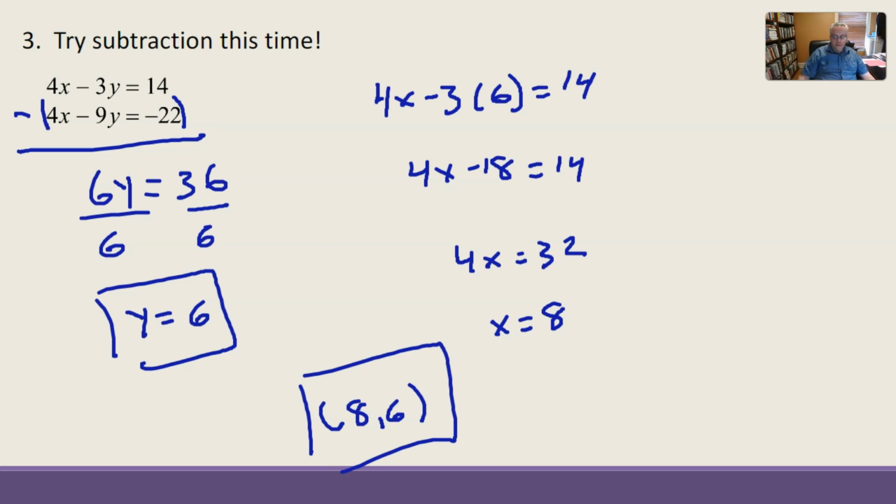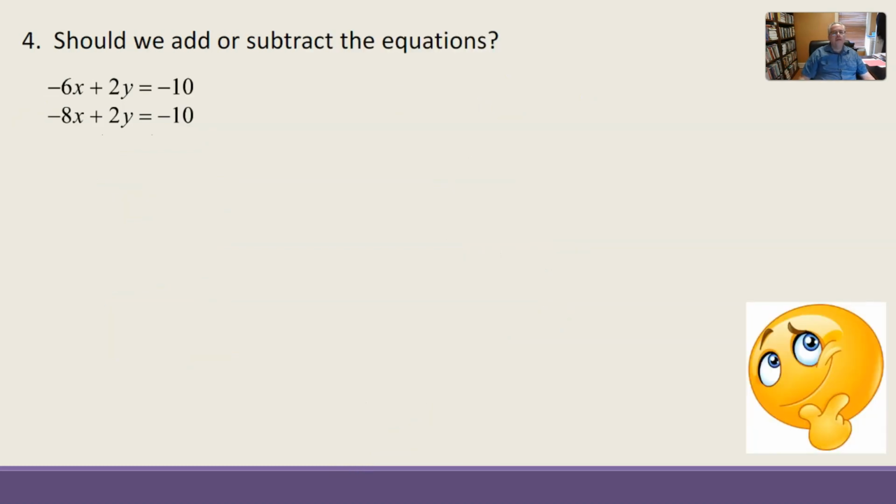Now, when we're on our own, we're going to have to decide, do we add or subtract? Well, if I added them, what would happen? We would get negative 14x plus 4y. And none of the variables got eliminated. But if we subtract, this 2y minus 2y would be 0. So we need to subtract. Okay, so let's subtract that whole thing.